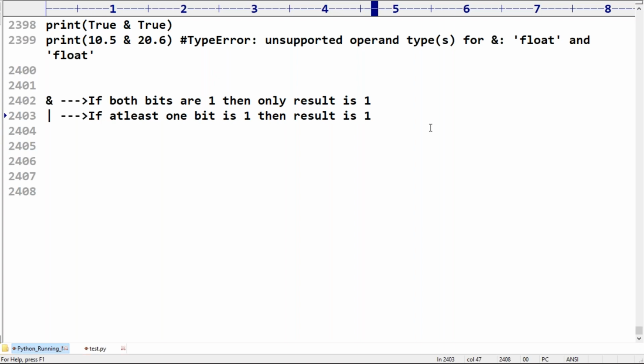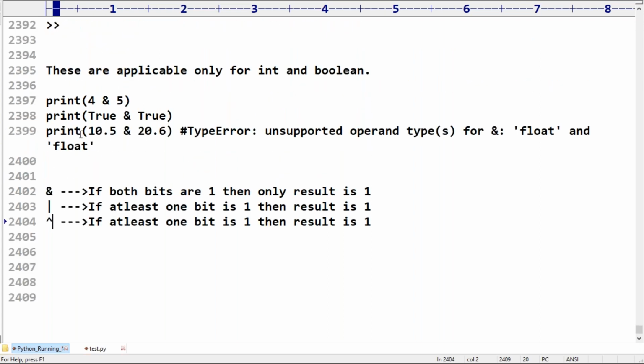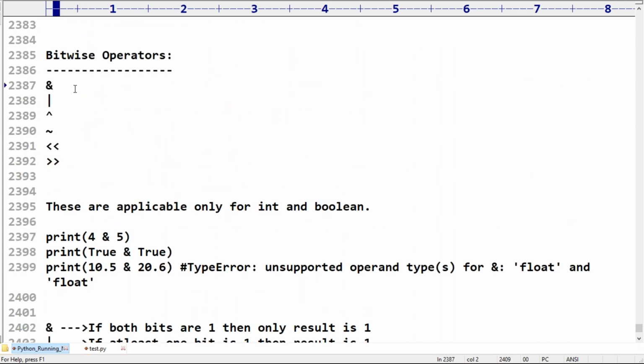Okay, next here we have this one also. This operator is called XOR. Remember it very carefully, sir. The first one is called AND, the second one is called OR, and the third one is called XOR. Like the XOR operator, right?